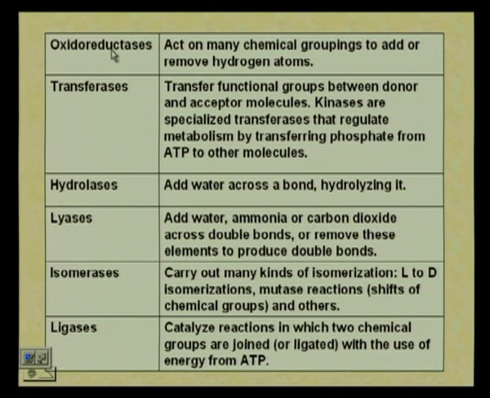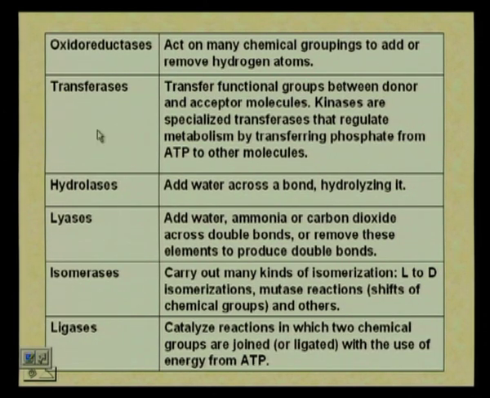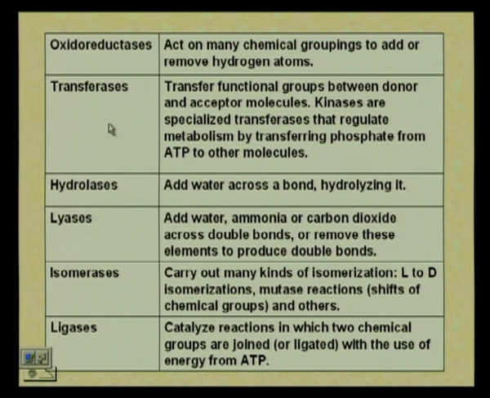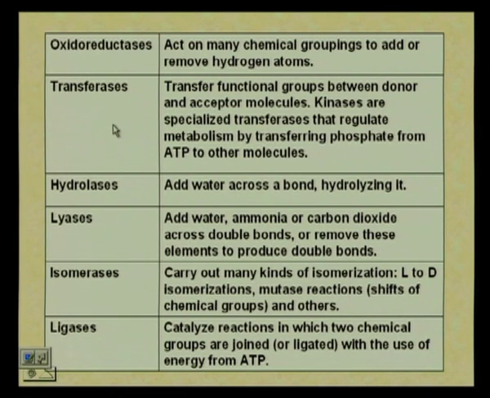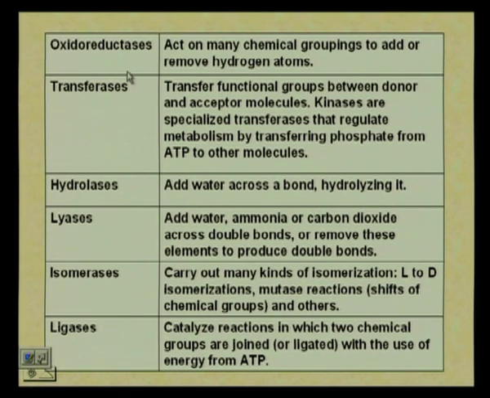What you need to know is which reactions are catalyzed by which enzymes, and all you need to actually follow is what the name means. If you understand what a ligase means, you know that the chemical groups are joined by this enzyme. If you know what an oxidoreductase means, what does it mean? It is involved in a redox reaction.